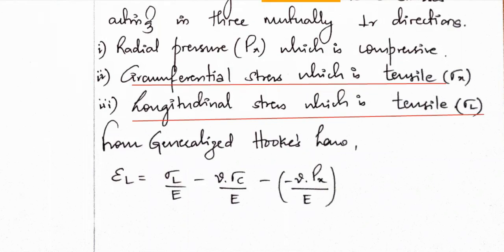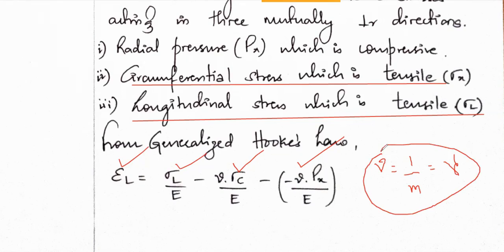So from generalized Hooke's law, we know that epsilon L, that is longitudinal strain, is given by sigma L by E minus nu into sigma C by E minus of minus nu Px divided by E. Here you need to know this nu is nothing but Poisson's ratio. In some textbooks it is taken as 1 by m, or in some textbooks as gamma. All these three cases are the same. It indicates Poisson's ratio only.